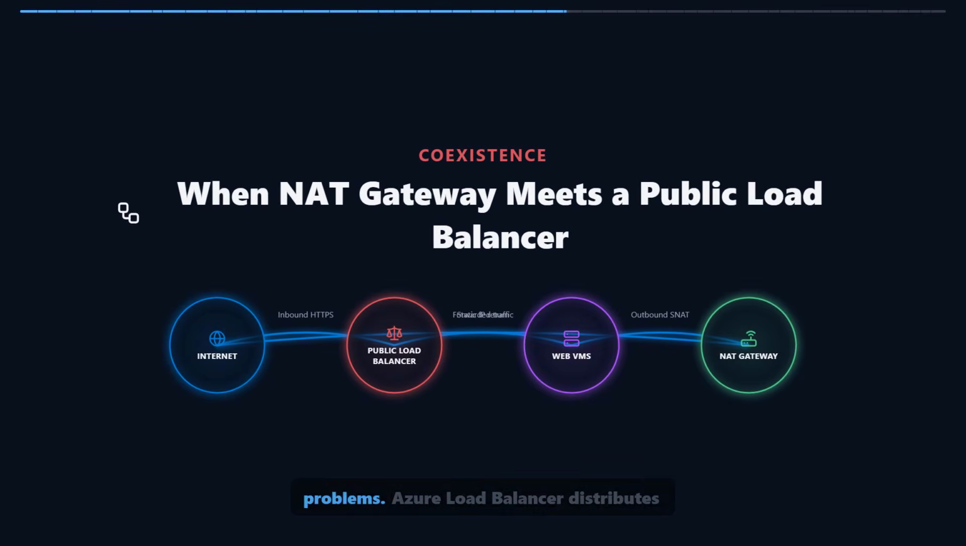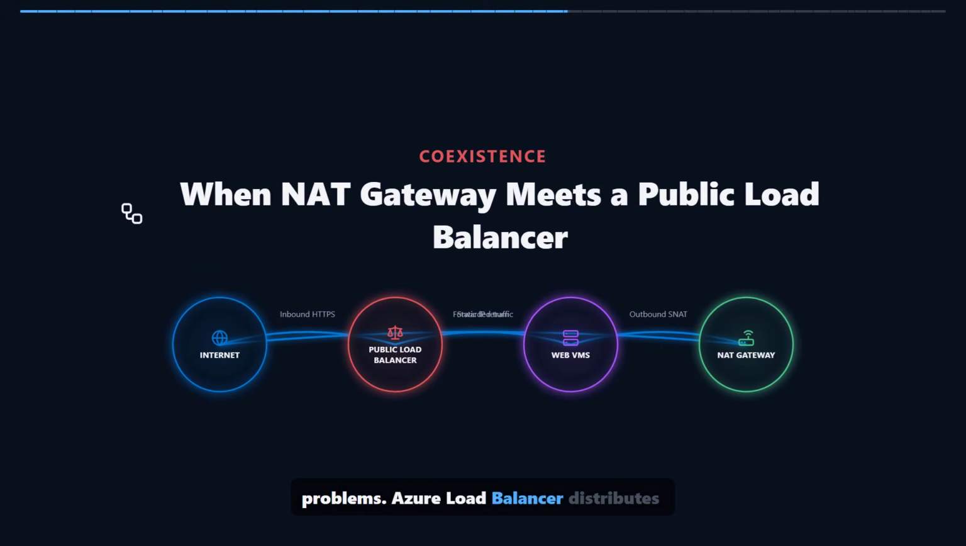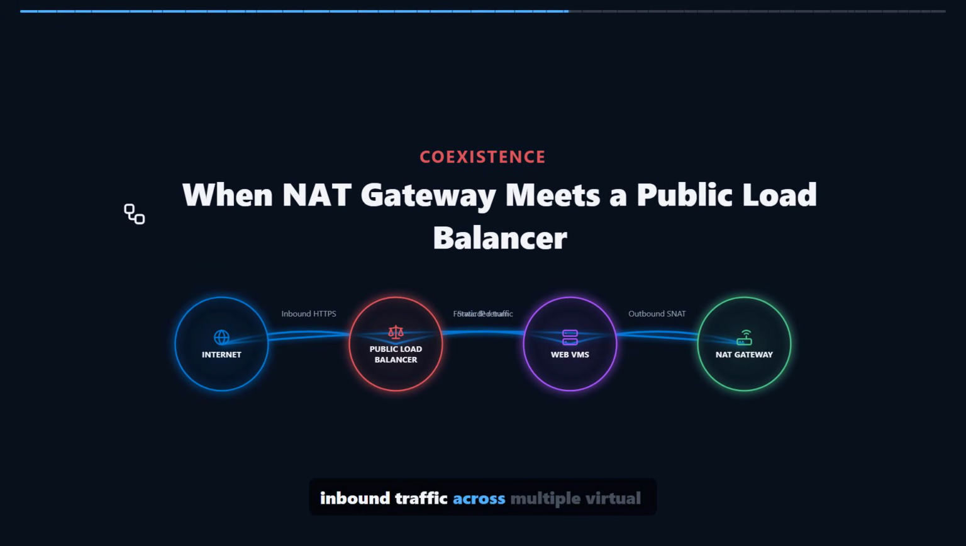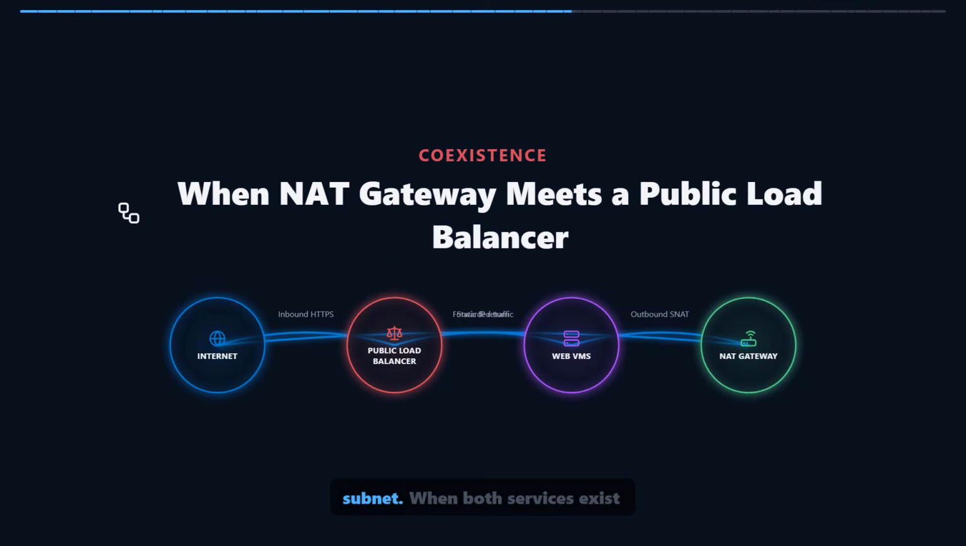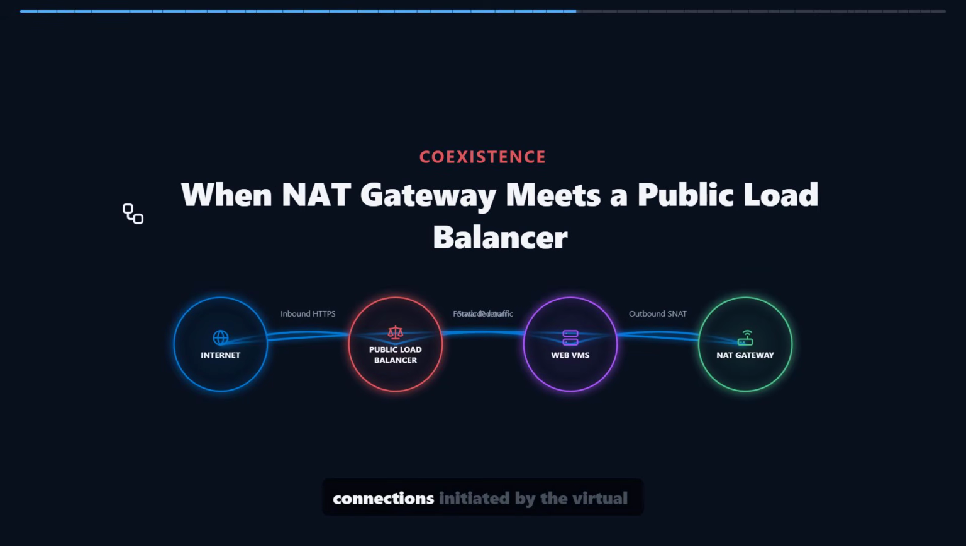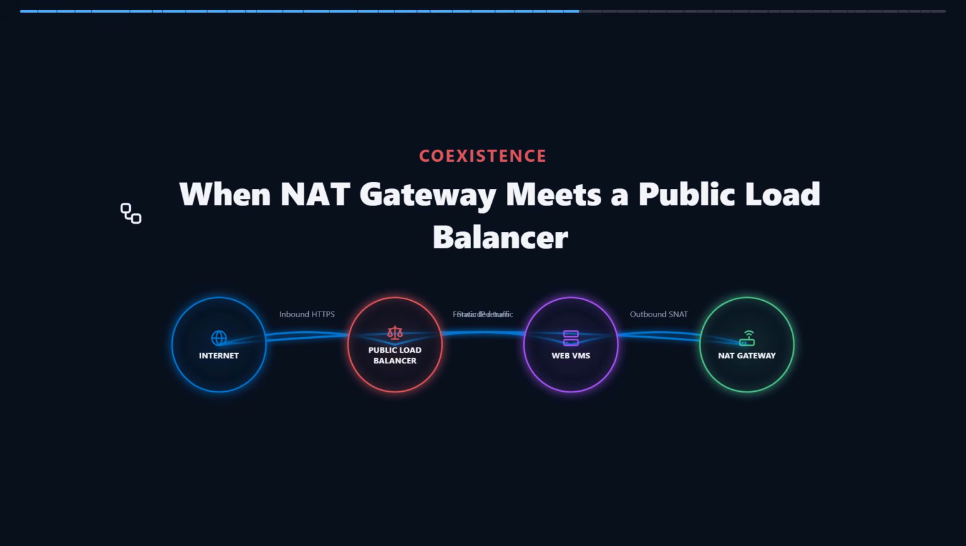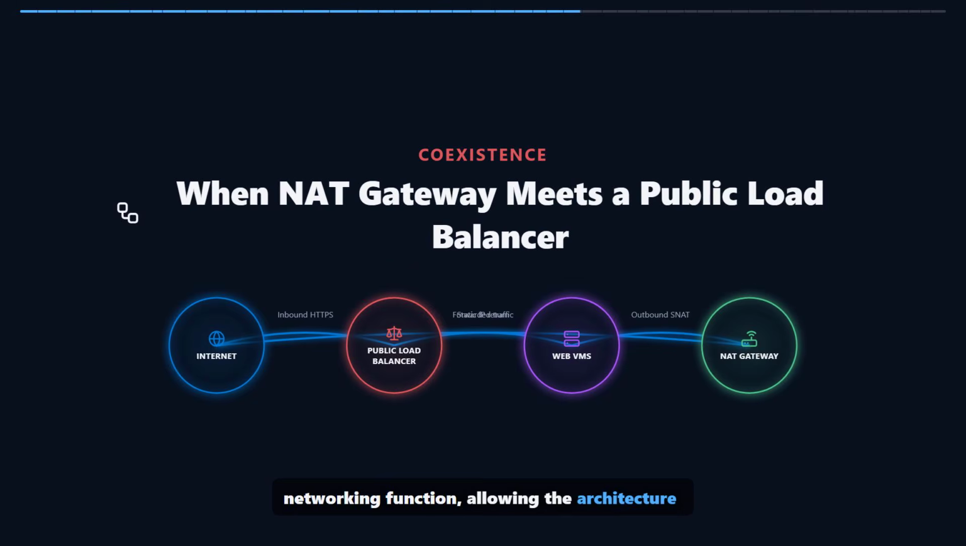They solve different problems. Azure Load Balancer distributes inbound traffic across multiple virtual machines. Azure NAT Gateway manages outbound internet connectivity for the subnet. When both services exist together, inbound requests continue flowing through the load balancer. Outbound connections initiated by the virtual machines use the NAT Gateway. Each service performs a separate networking function, allowing the architecture to scale cleanly in both directions.